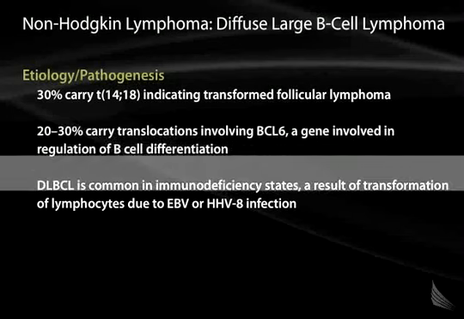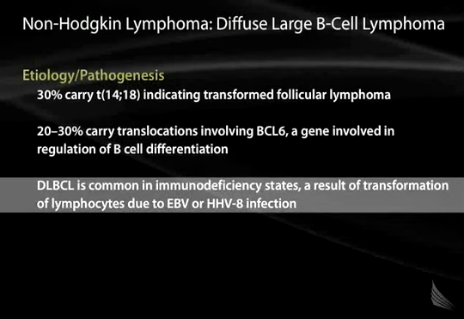Diffuse large B-cell lymphoma is a common finding in immunodeficient states as a result of transformation of lymphocytes due to Epstein-Barr virus, which normally causes mononucleosis, or HHV8, which can be associated with Kaposi's sarcoma.